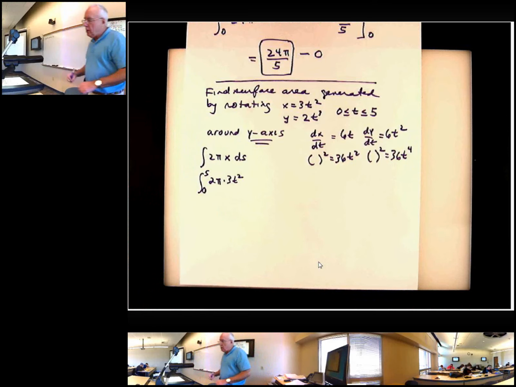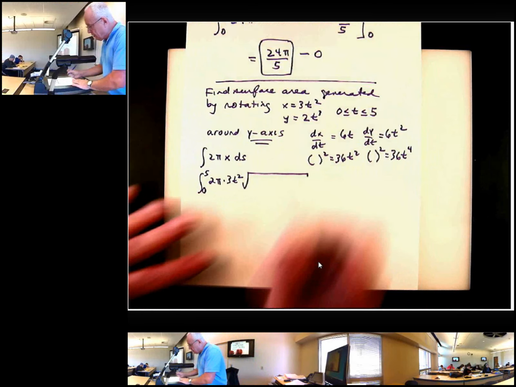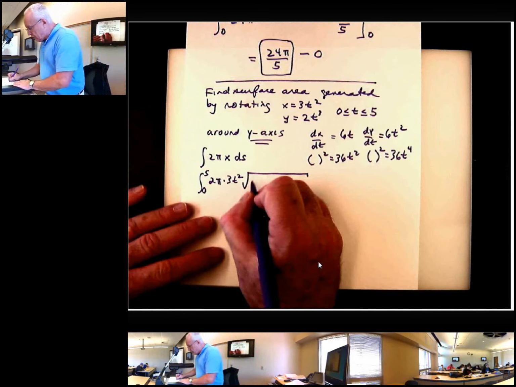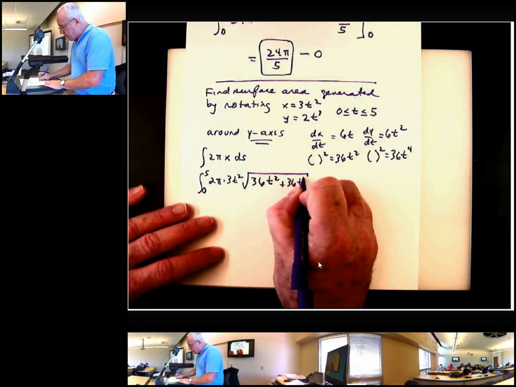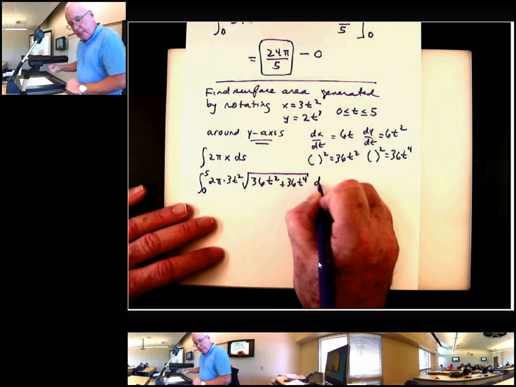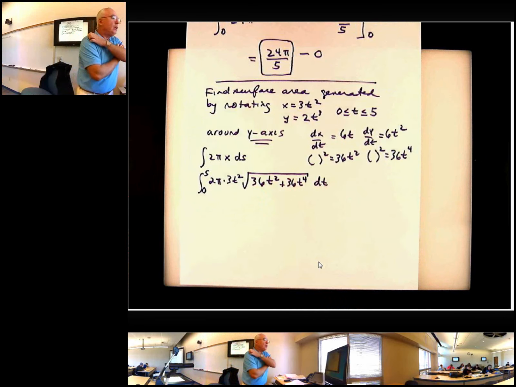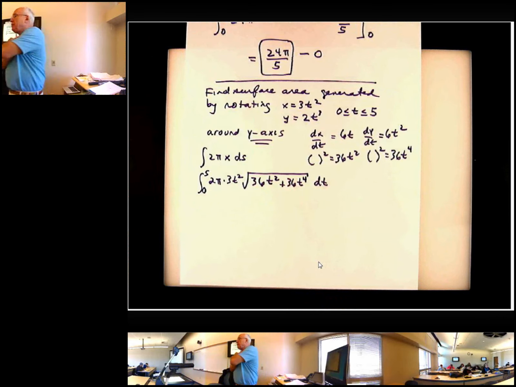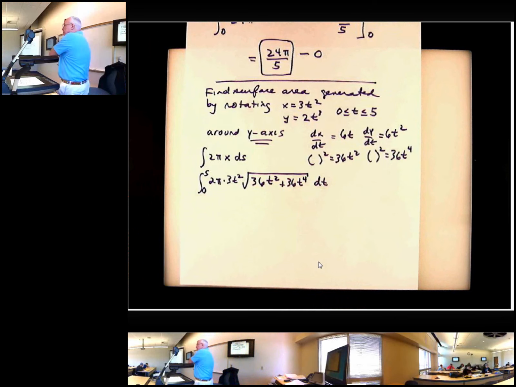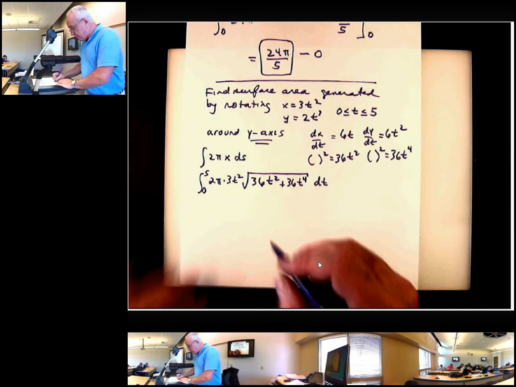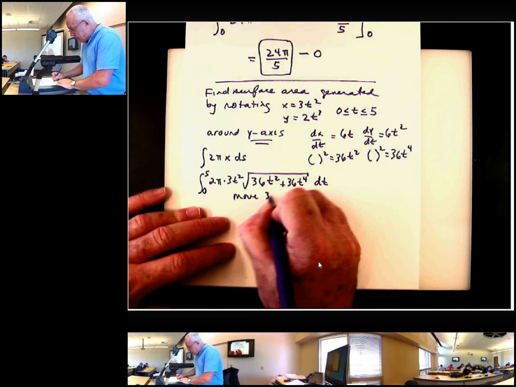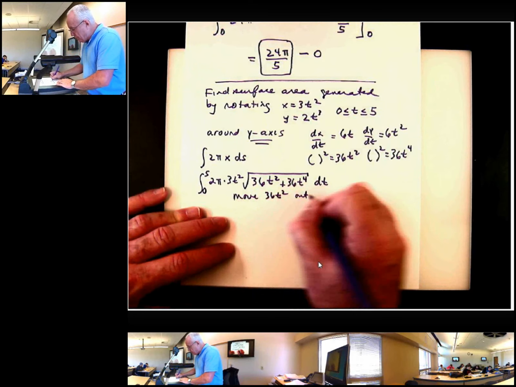All right. So now let's do the radical here. So this first term is going to be under the radical 36t squared, and the second term is going to be plus 36t to the fourth dt. All right. So we got very much similar kind of thing that we had in the last example. We can move some stuff out from under the radical. Certainly the 36 and a t squared is common to both terms. So let's move 36t squared out from the radical.